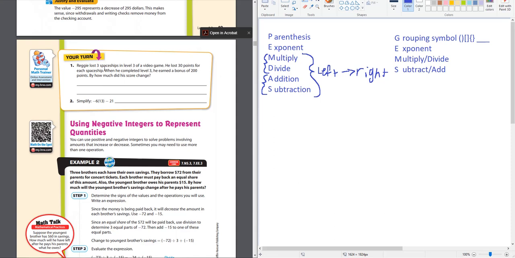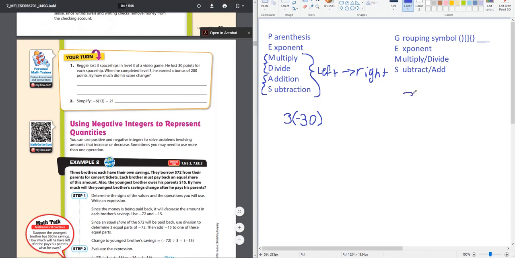He lost 3 spaceships in level 3 of a video game. He lost 30 points for each spaceship. All right. So if he lost 3 spaceships, and every time he lost a spaceship, he lost 30 points, well, then I would probably write it as 3 times negative 30 points per spaceship. Yeah? The reason why you would want to use multiplication here is because you're doing subtraction or addition multiple times.